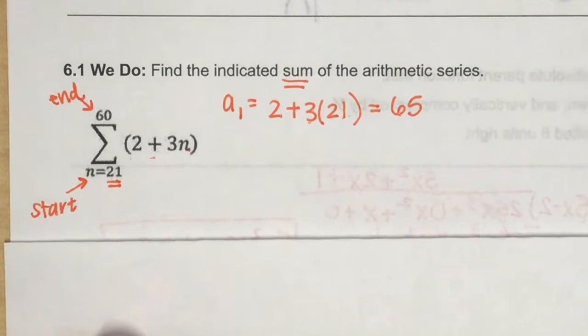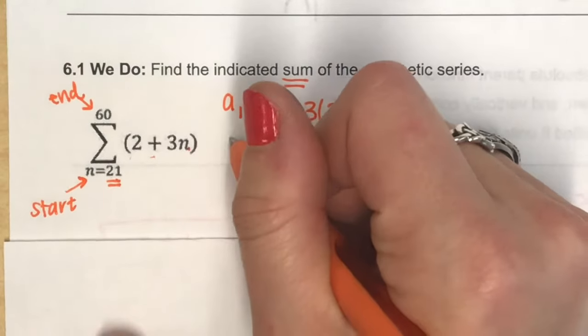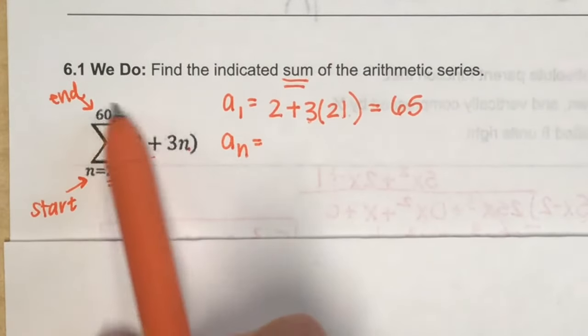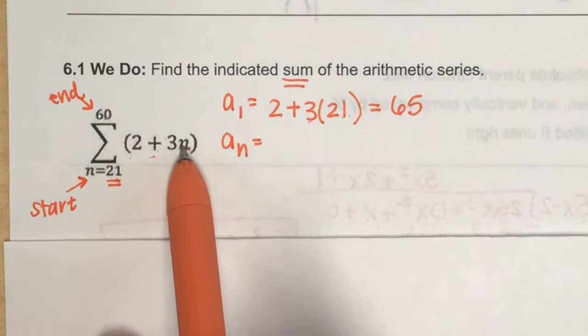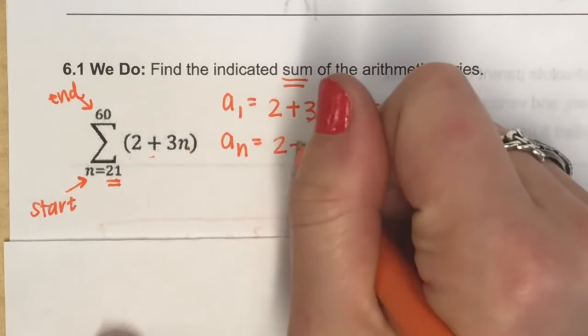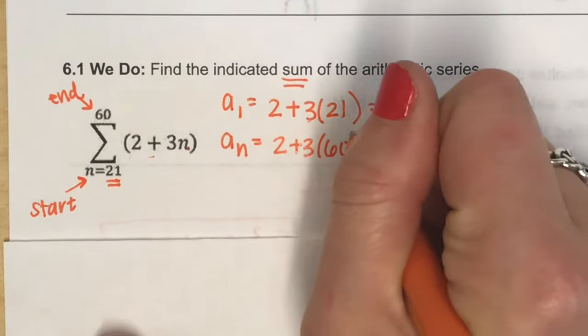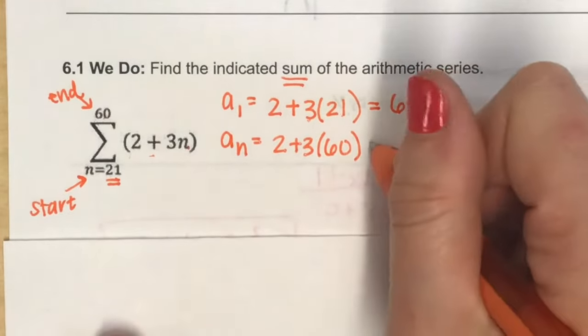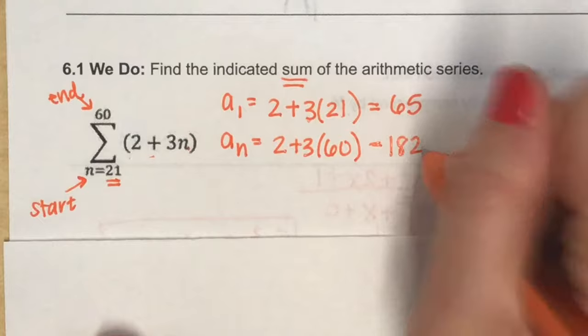Okay. Then my last term, a sub n, is going to be when I put in my ending number for n. So I'm going to do 2 plus 3 times 60. And so 60 times 3 is 180, plus 2 is 182.